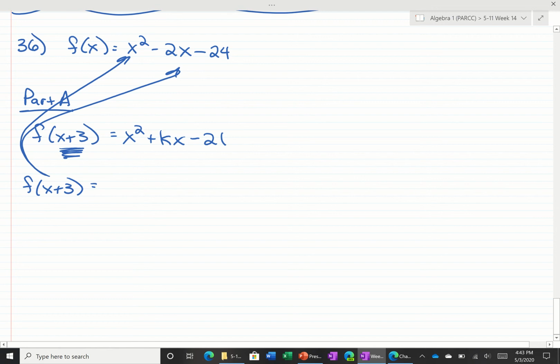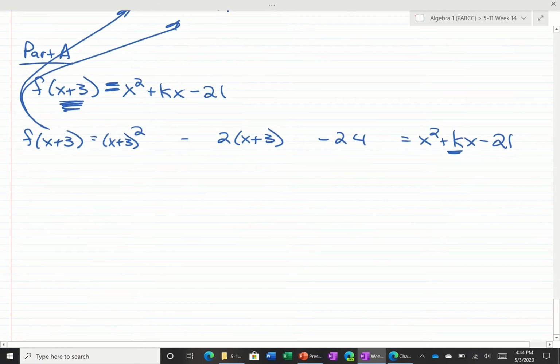So instead of saying x squared, we're going to put x plus 3 there. Instead of having 2x, we're going to put x plus 3 there. We're going to figure out what that is. We'll have to simplify that side and then set it equal to x squared plus kx minus 21, and we'll be able to figure out what k is equal to. So it's not a big deal.